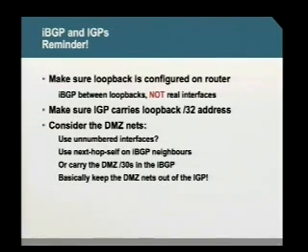Many people use next-hop-self. What that does is change the eBGP next hop to be that of the local router, so you don't need to carry external point-to-point links around your backbone.